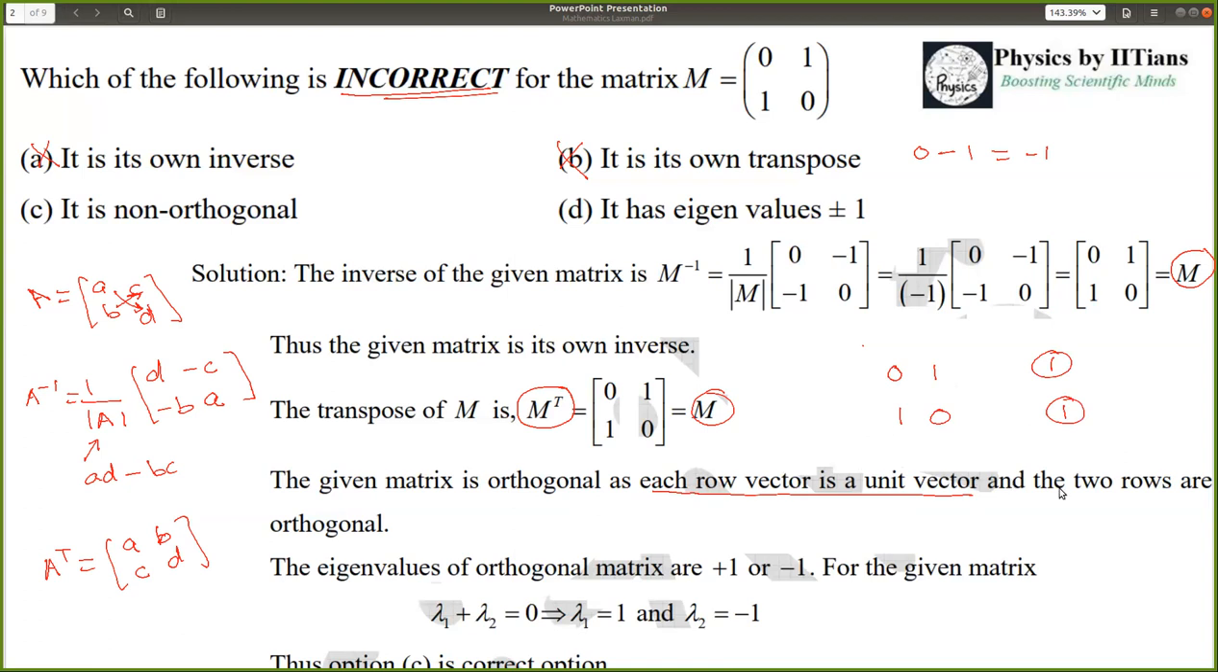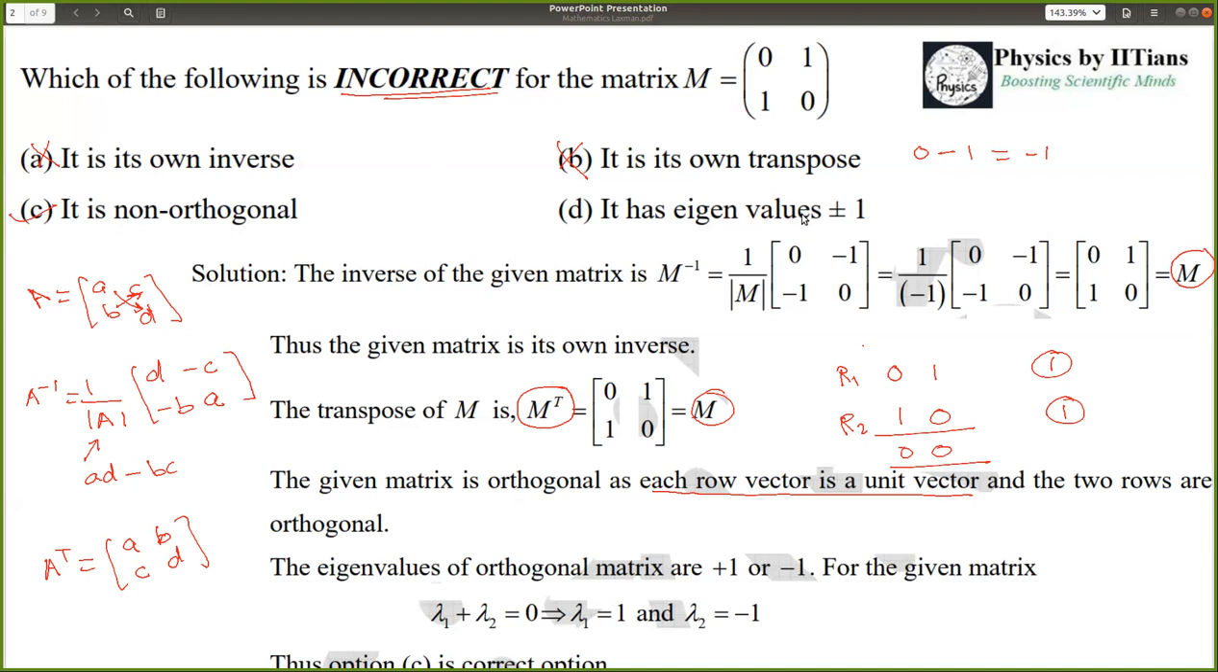Now the second criterion is that the two rows are orthogonal to each other. It means if you take the dot product of row R1 with R2, it should come out to be 0. You can check that 0 multiplied by 1 is 0, and 1 multiplied by 0 is 0. So the result is 0. So this is an orthogonal matrix. But the option says this is a non-orthogonal matrix. So this option is incorrect. So this is your correct answer.